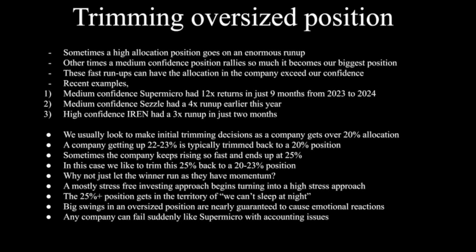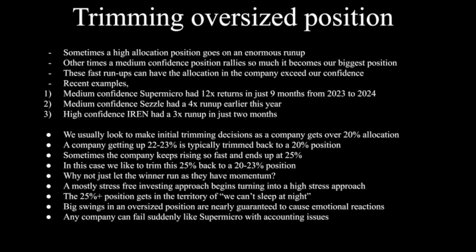Let's now discuss trimming an oversized position. Sometimes a high confidence allocation position goes on an enormous run up. Other times, a medium confidence position rallies so much it becomes our biggest position. These fast run ups can have the allocation in the company exceed our confidence. Here are some recent examples. Our medium confidence Super Micro position had 12x returns in just 9 months from 2023 into 2024. A second example is when our medium confidence position Sezzle had a 4x run up earlier this year.